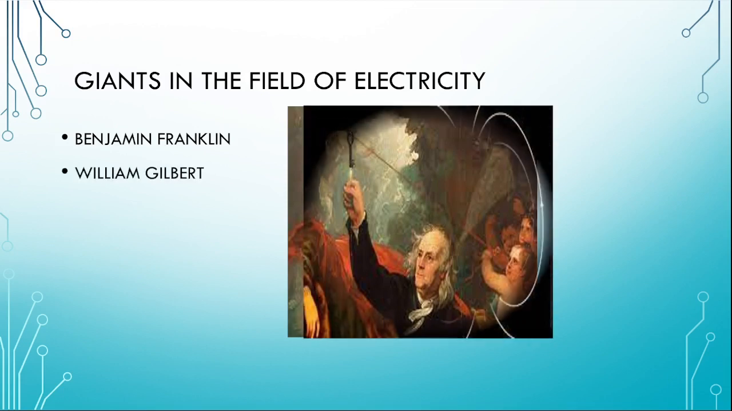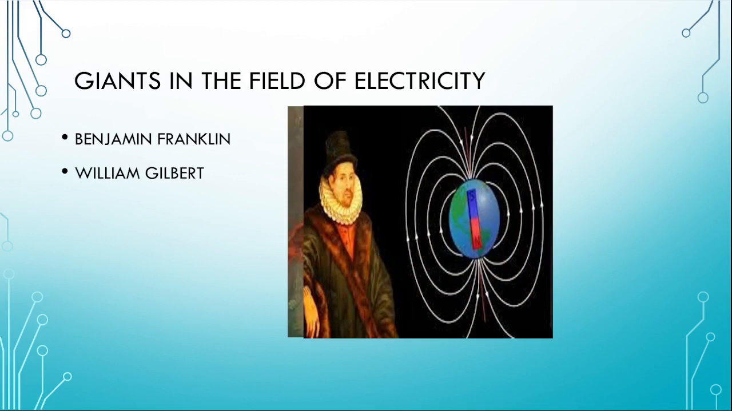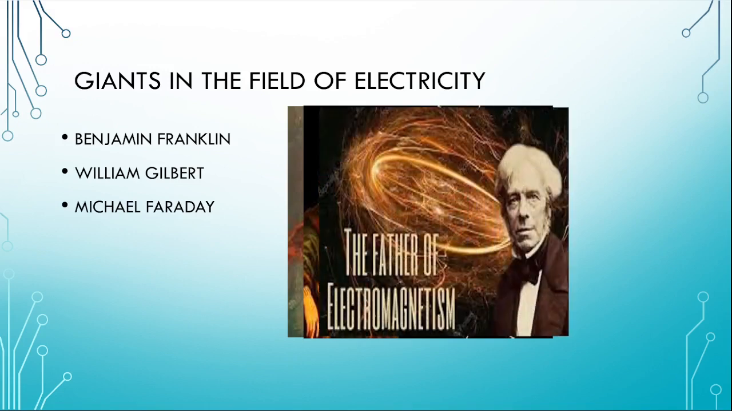Then comes William Gilbert. William Gilbert is the person who established that the earth has two magnetic poles, a north pole and a south pole. Michael Faraday is known as the father of electromagnetism. He is the one who established the relationship between electricity and magnetism.